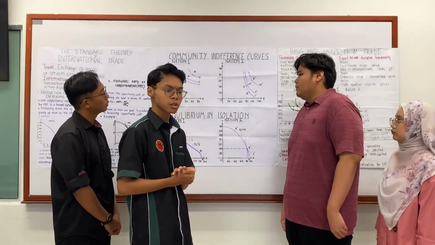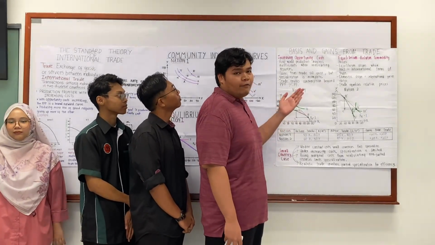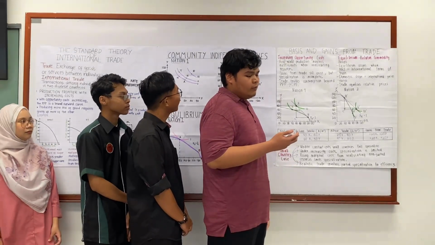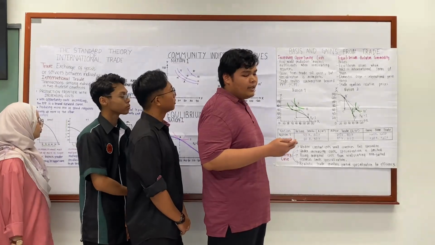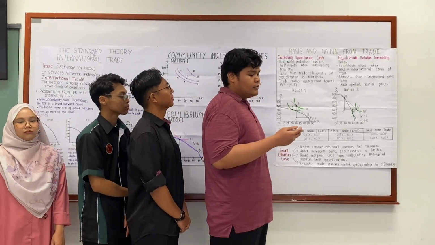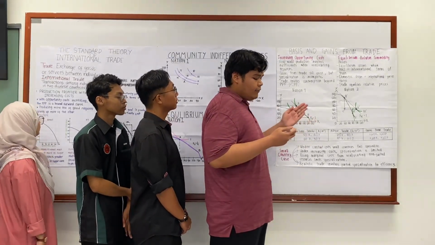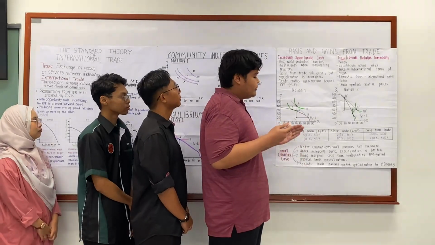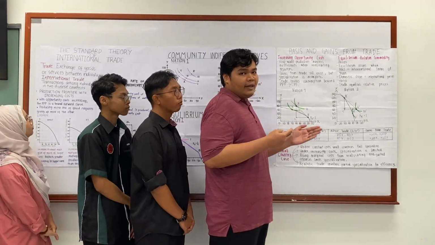So I will pass to Rafhan. Next, I will continue with basics and gains from trade. Let's start with increasing opportunity costs. In the real world, countries cannot always relocate resources like land, labor, and capital perfectly. So, as a country tries to produce more of one good, it has to give up increasingly large amounts of another. This is reflected in the concave production possibility frontier, or we call PPF.